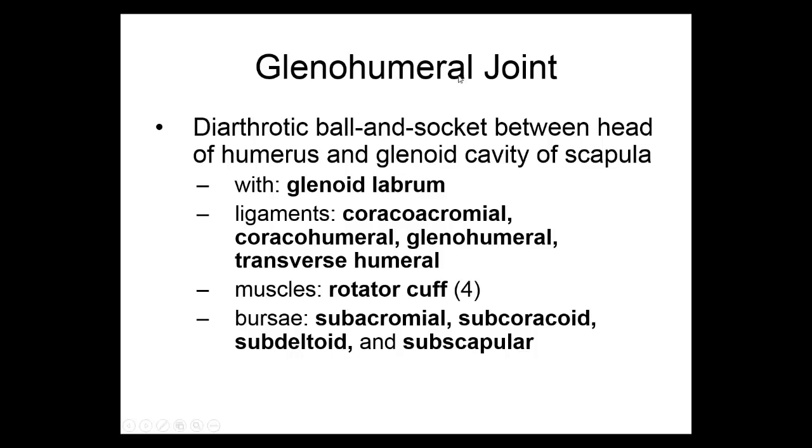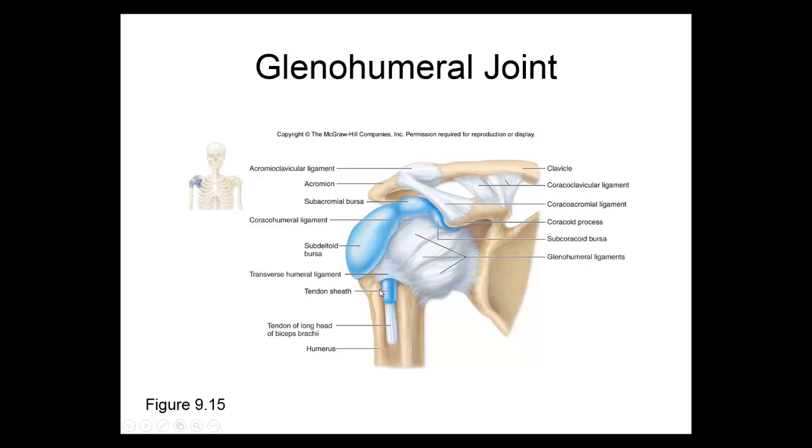As I told you earlier, the glenohumeral joint will be increased a little bit with what we call the glenoid labrum, and I showed you earlier the ligaments: the coracoacromial, the coracohumeral, the glenohumeral, and the transverse humeral ligaments, and the muscles that stabilize and help to keep the humerus in position. These are your rotator cuff muscles. If you remember, they are the teres minor, supraspinatus, infraspinatus, and subscapularis.